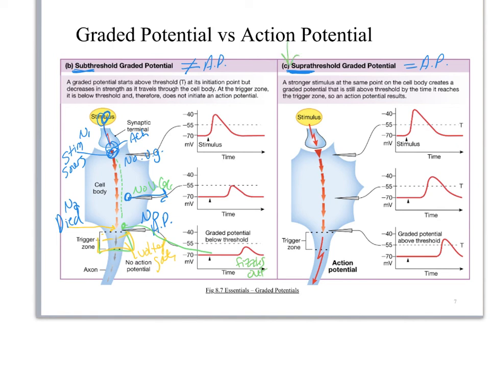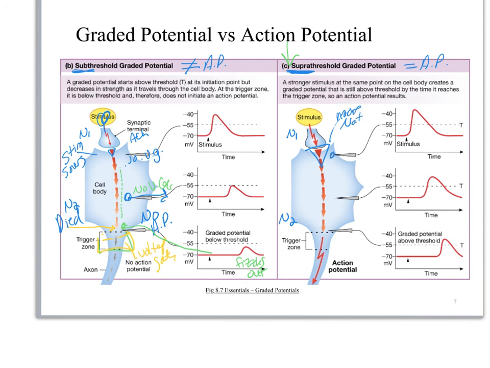Now, let's look at C. I've got neuron number 1, neuron number 2. I've got my stimulus source. It opens up the gates. Now, notice what they've done right here. See the size of that triangle versus the size of that triangle? They're bigger. So they're trying to represent that more sodium came in. So it was a stronger stimulus from the start.